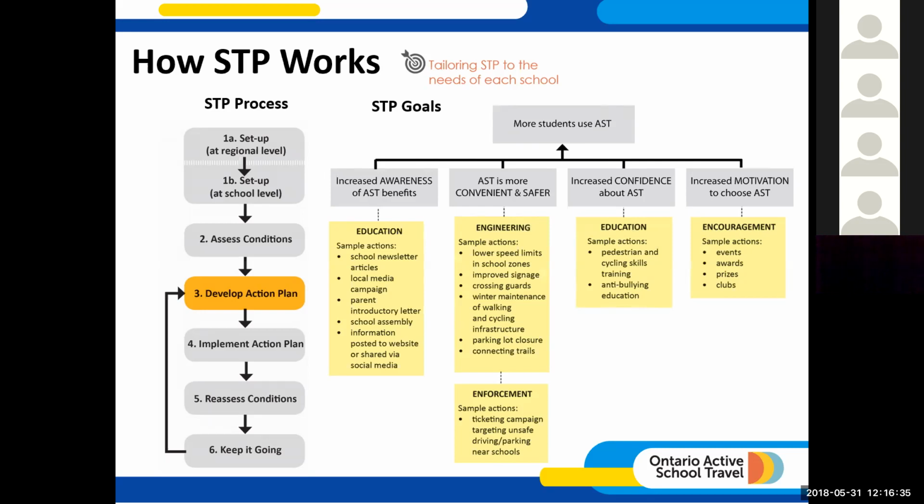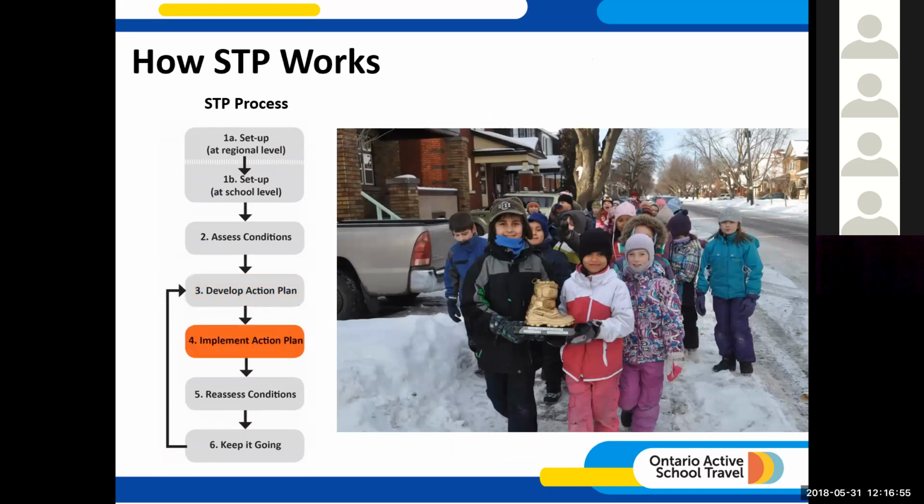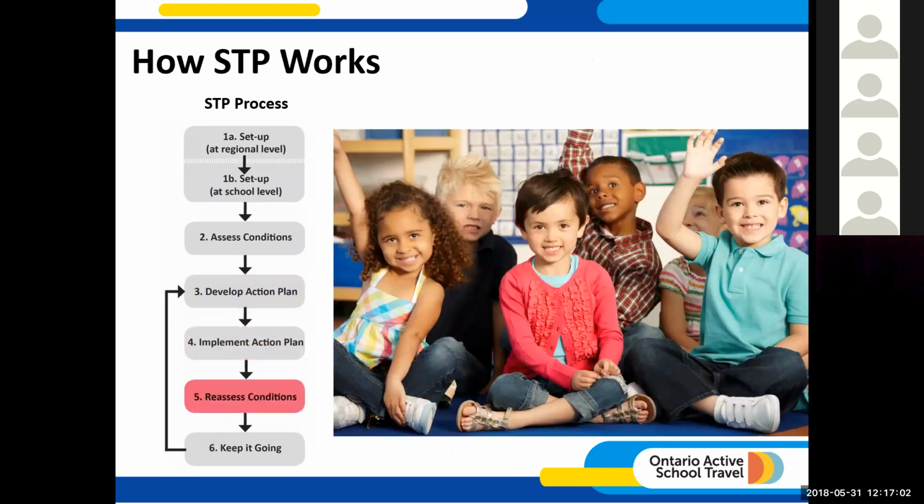So this diagram helps make it clear why it is so important to include a comprehensive suite of interventions that address all 5 E's in each action plan so that you can reach the goals. So that using the 5 E's approach is another one of those keys to STP success. In phase 4, the action plan is implemented and implementation is tracked. In phase 5, we've got follow-up data collection happening to reassess the conditions. Kate will be addressing that later.